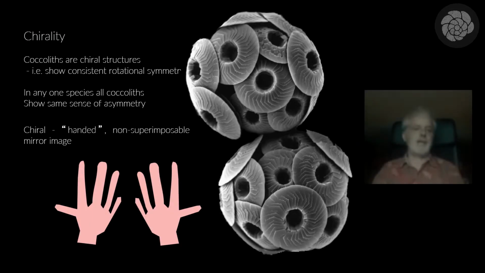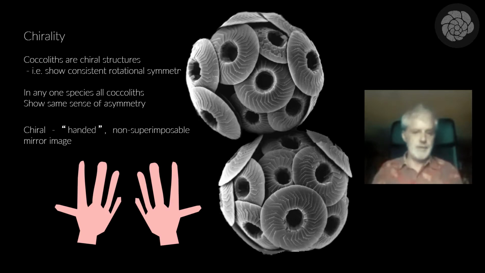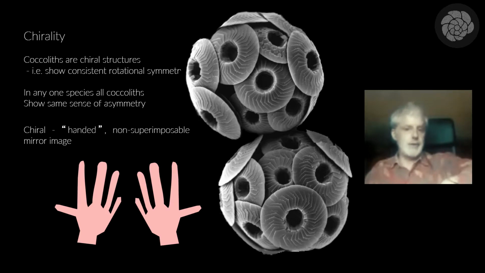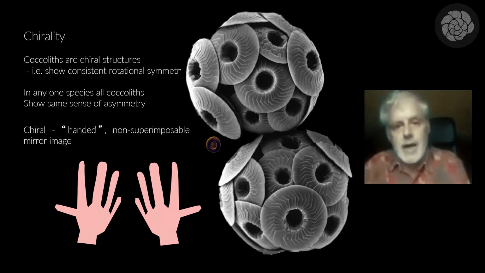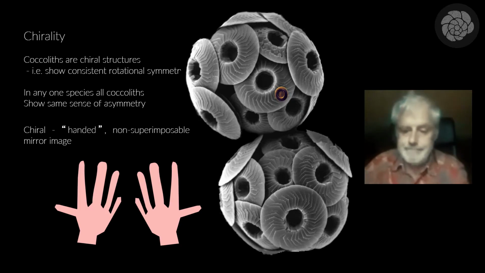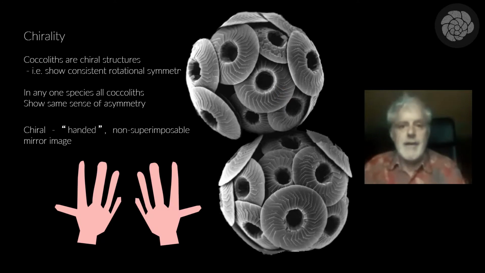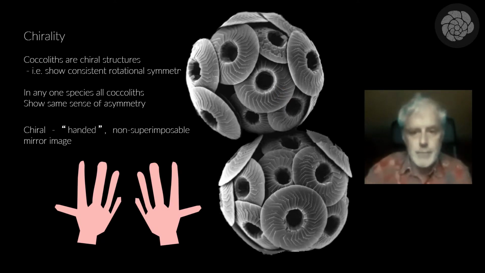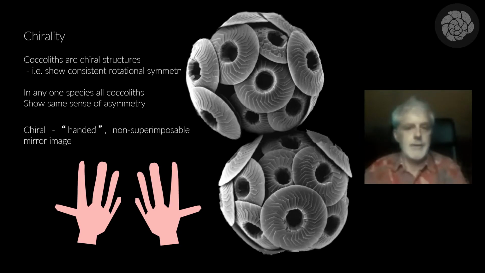Chirality actually means hand. Basically, it's a non-superimposable mirror image. If you look at any heterococcolith, you'll see aspects of their morphology which are going clockwise or anti-clockwise. So here's an Umbilicospira foliosa showing that, and you can see that the curvature in the sutures is going this way. And if you look, every single one of these coccoliths is going the same way, and that's consistent. Every coccolith of a given species will show the same handedness.